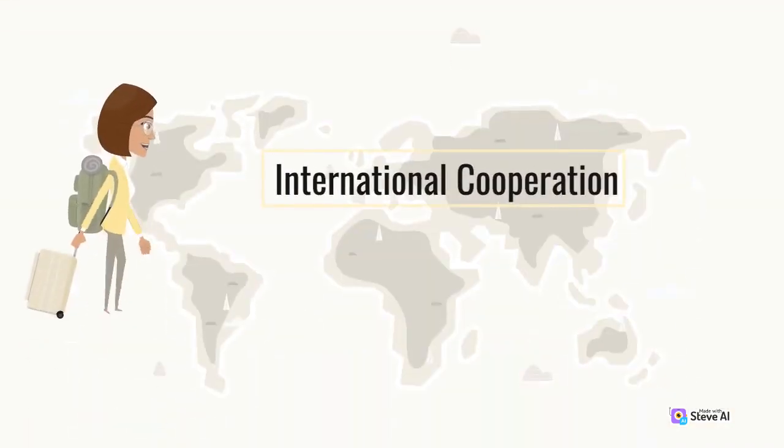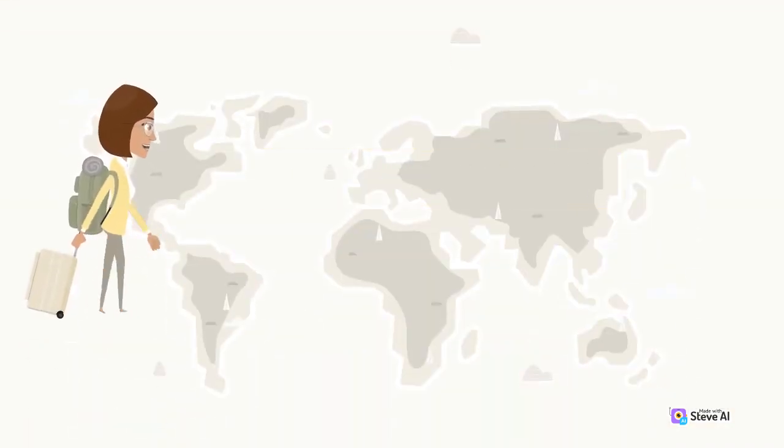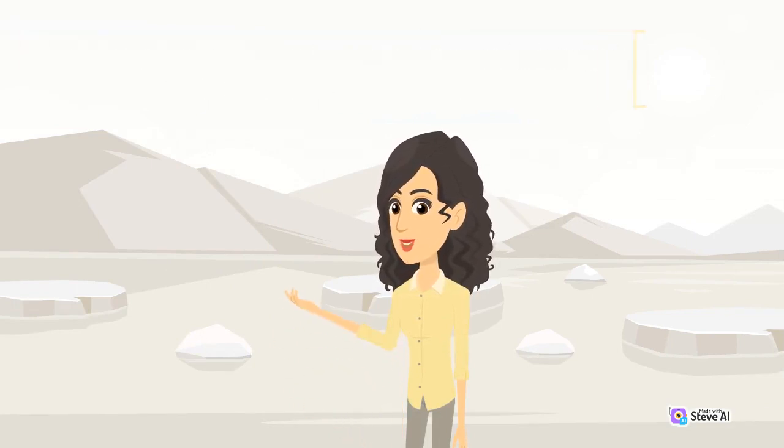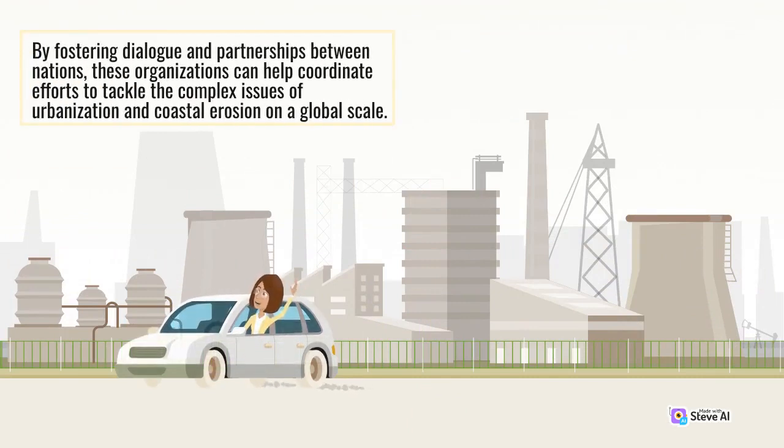International cooperation. Coastal erosion is a global issue that requires international cooperation and collaboration to address effectively. By fostering dialogue and partnerships between nations, these organizations can help coordinate efforts to tackle the complex issues of urbanization and coastal erosion on a global scale.